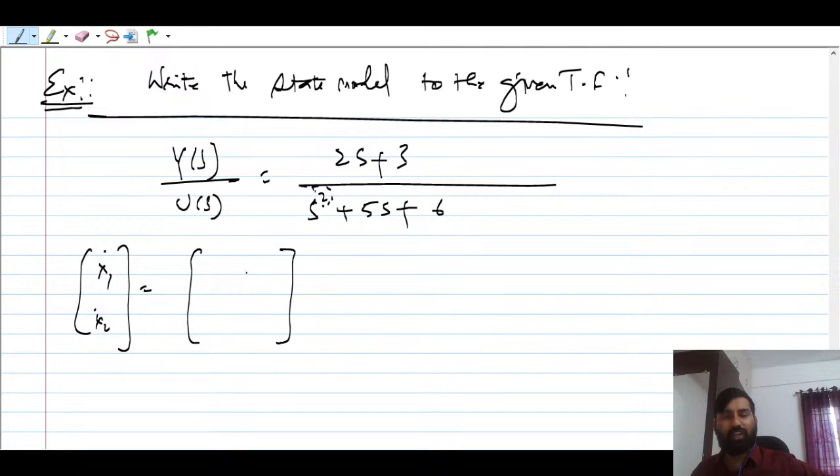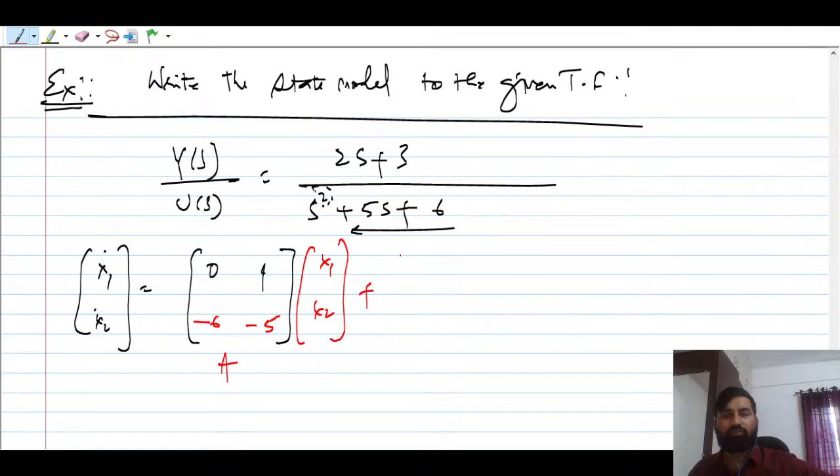Understood? Now you can fill this matrix. How to fill it? You have to remember CCF. CCF is nothing but 0 1 in the first row, and the last row you fill going from last to first, taking the opposite sign. So you take -6 here and -5 here. This is the A matrix that we have got.